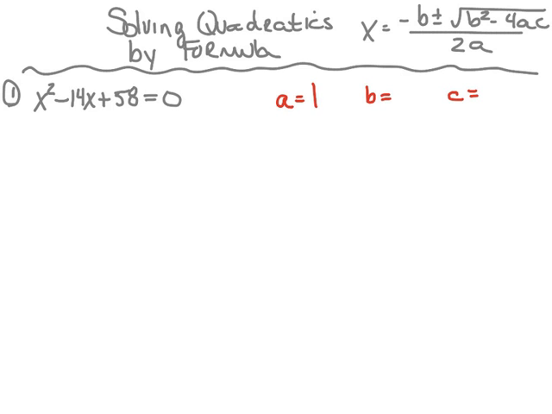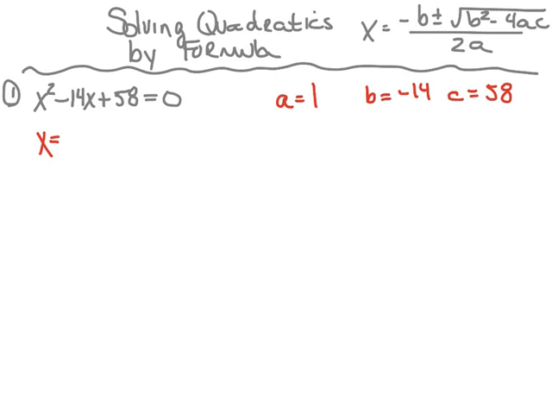A, that's our leading coefficient, 1. B, that's the number in front of the x, negative 14. And c is our constant, the 58. So what I'm going to do is take those three numbers and plug them into the formula.